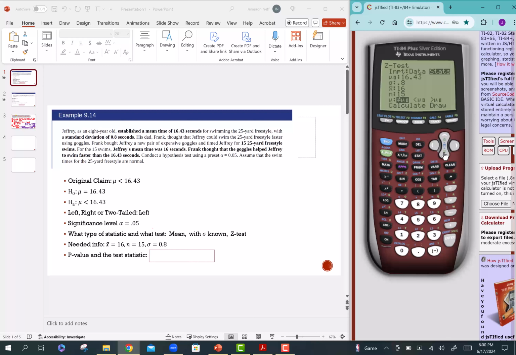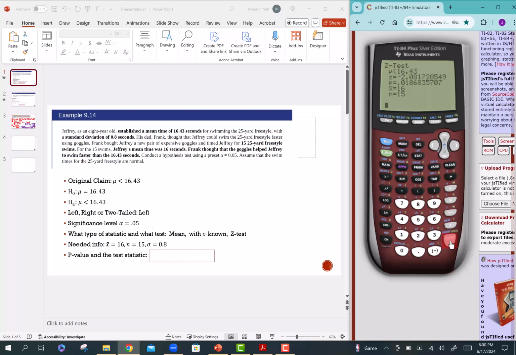And then you want to tell it whether it's a two-tailed, left-tailed, or right-tailed test based on the type of alternative hypothesis. In this case, we are hypothesizing that mu is greater than 16.3. Or sorry, we're hypothesizing that our mu is less than 16.43. So it's the second one.